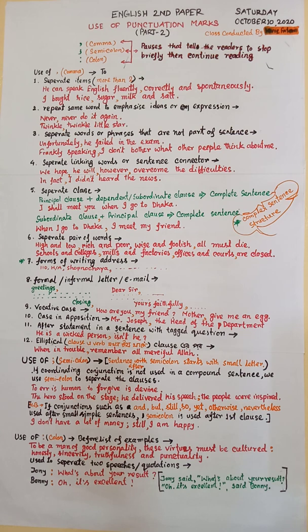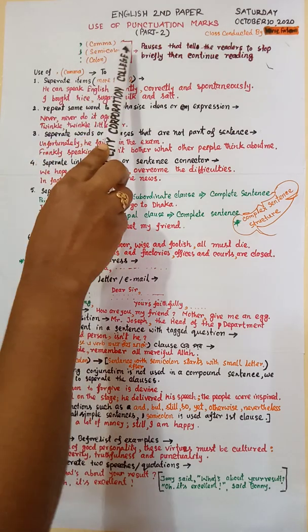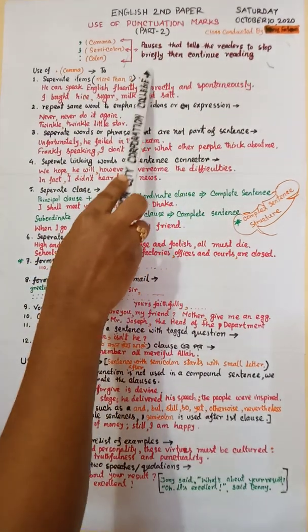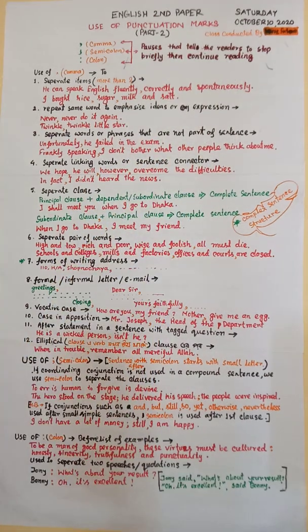Another difference is, full stop, note of exclamation and note of interrogation, these three marks are used to end a sentence, but these three marks, comma, semicolon and colon, are used in the middle of the sentence or after a particular word or words or phrases. Now let's look at the board. Comma, semicolon and colon, pauses that tell the readers to stop briefly, then continue reading.